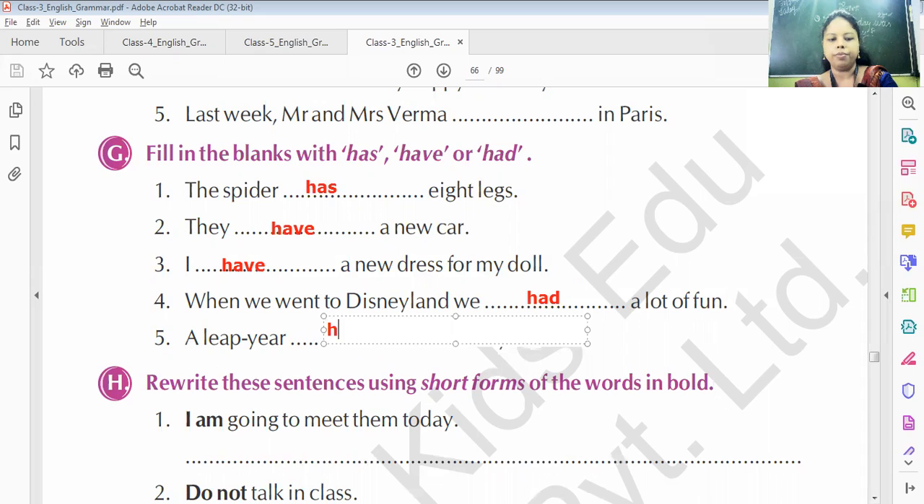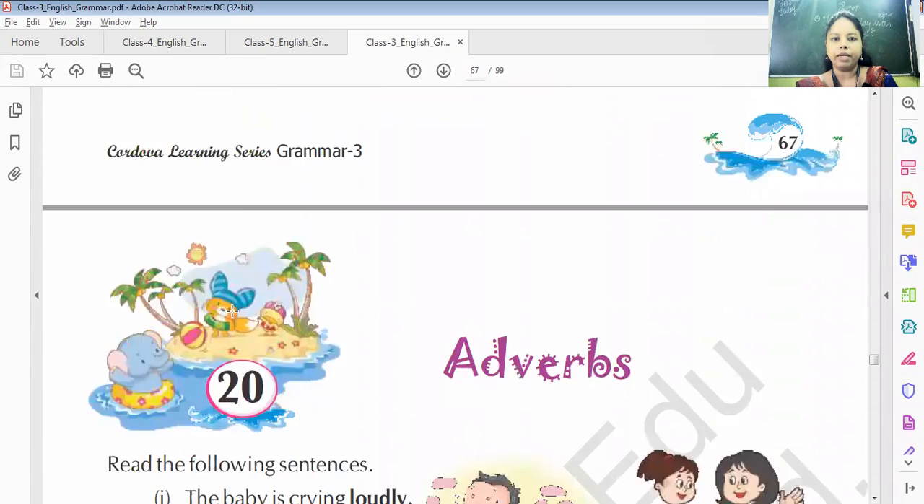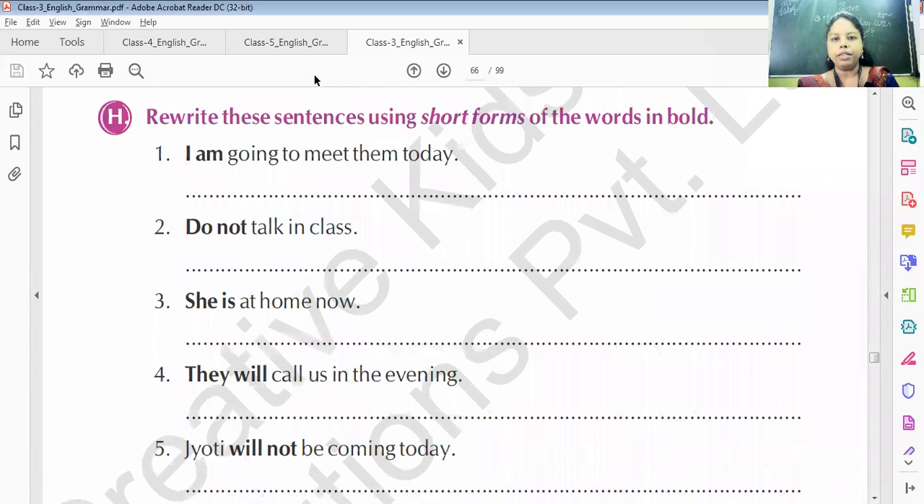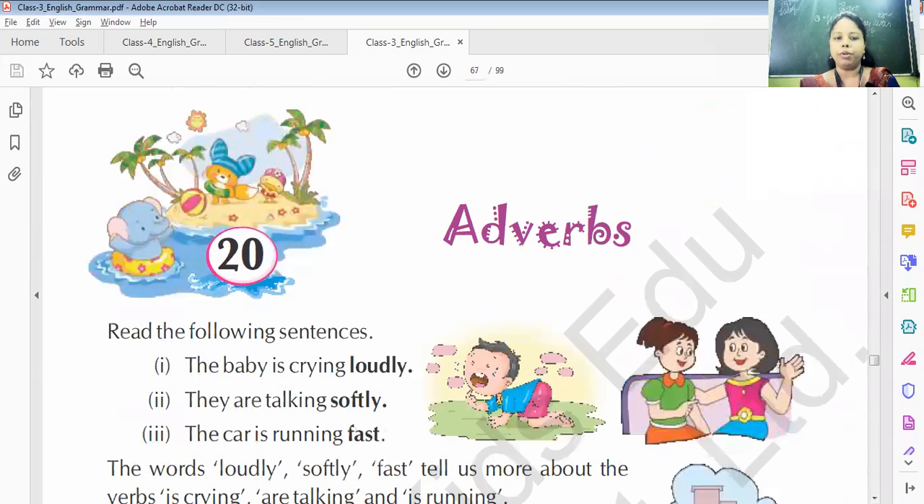It's a singular. Rewrite the sentences using short form. So I hope that you all can do the short form exercise by yourself, and we'll complete rest of the next chapter in our next class.